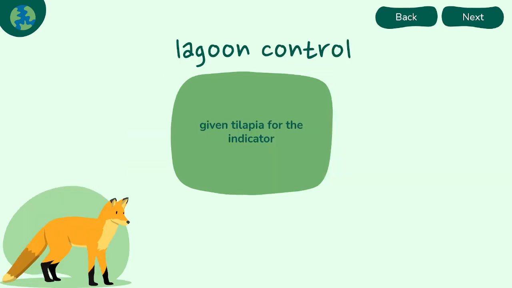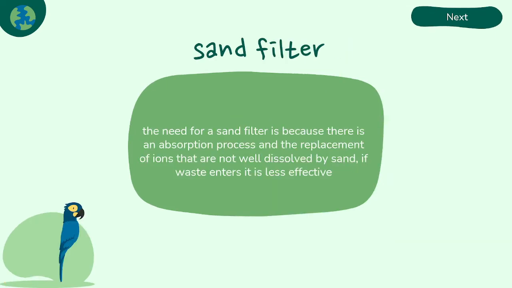Sand filter. The need for a sand filter is because there is an absorption process and the capture of ions that are not well dissolved by the sand. If waste enters, it is less effective.